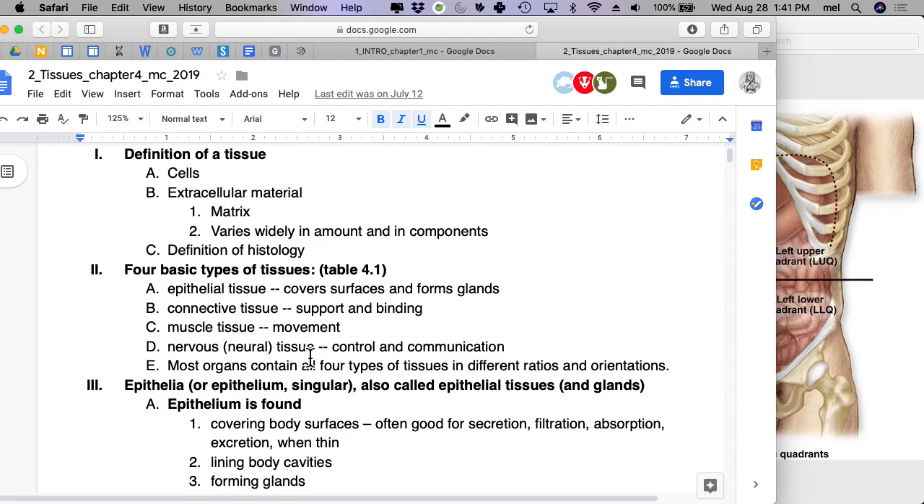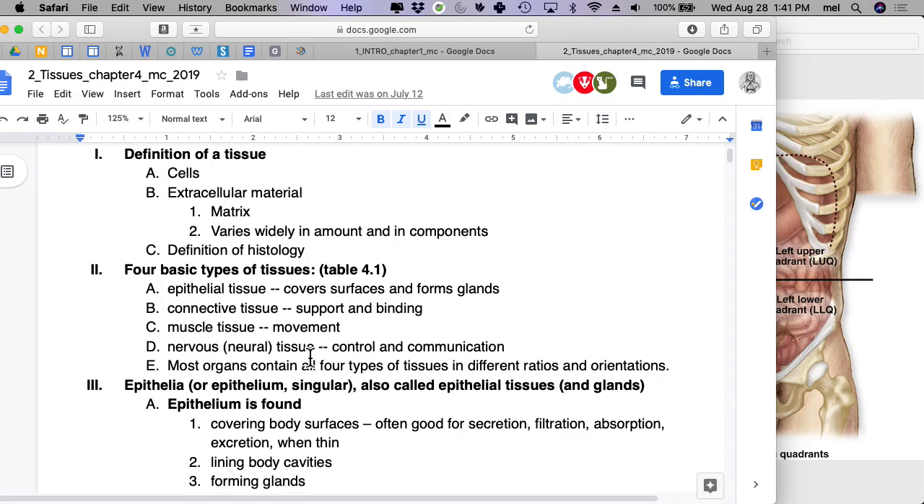But it also covers internal surfaces. So anytime you come to the boundary of something on an internal surface, like for instance lining a blood vessel, that's going to be epithelial tissue. The superficial surface of a serous membrane should be epithelial tissue, right? Because you're finding the boundary of something. So everywhere you run into a boundary, like I was an organ and now I'm at the edge of the organ, that's epithelial tissue, right? So you find it covering surfaces, also forming glands. We'll talk about glands later.